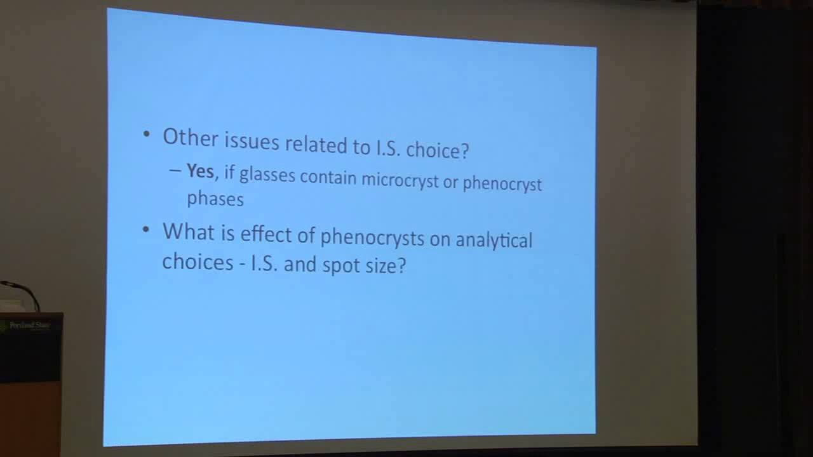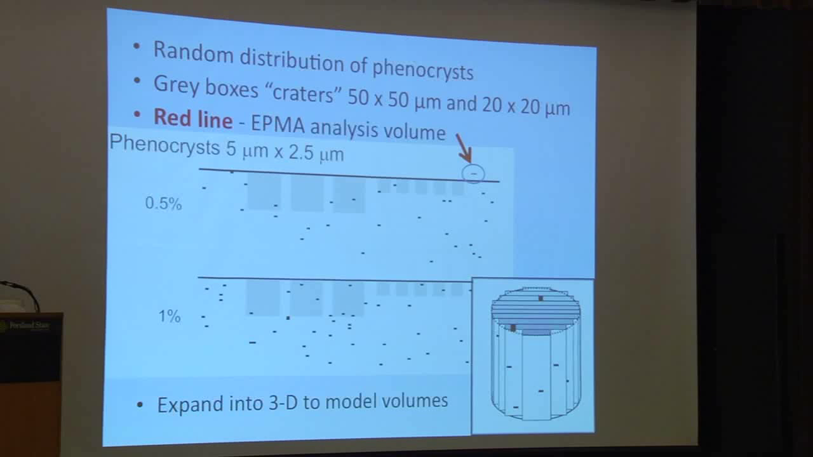So we've got a detection limit issue about which internal standard we use. Are there any other issues about which internal standard we can use for the analysis, silicon or calcium? And yes, there are, if there are phenocrysts present in these rhyolitic glasses. And I just want to talk for a few minutes about what the issues of this presence of phenocrysts are, particularly with spot size, ablation spot size and choice of internal standard.